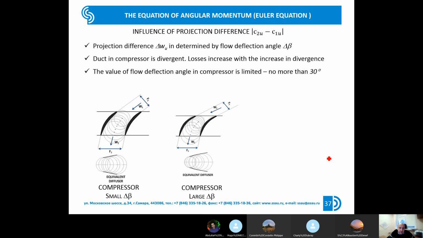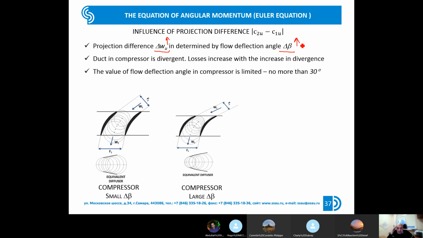So as we discussed above, the value of delta WU will depend on the value of delta beta, and of course we always want to increase specific work, so we want to increase delta WU. And how to provide an increase in delta WU? By increasing delta beta, by increasing the flow turning angle.